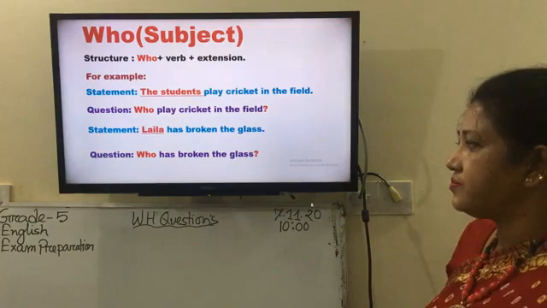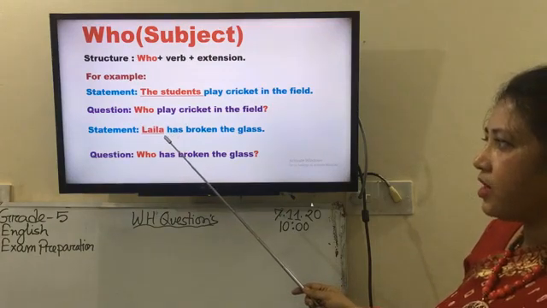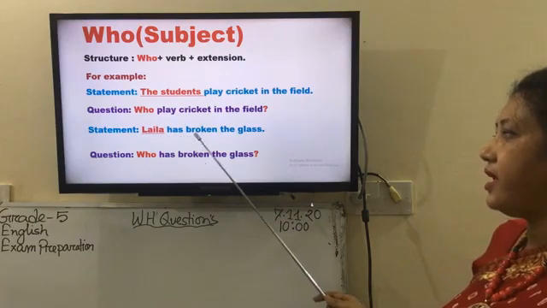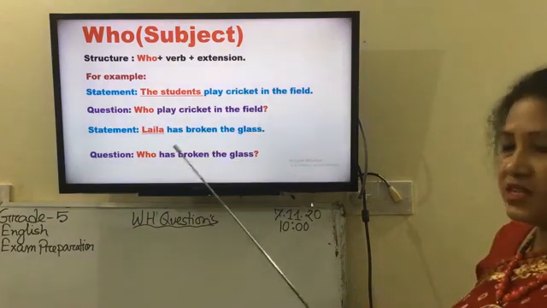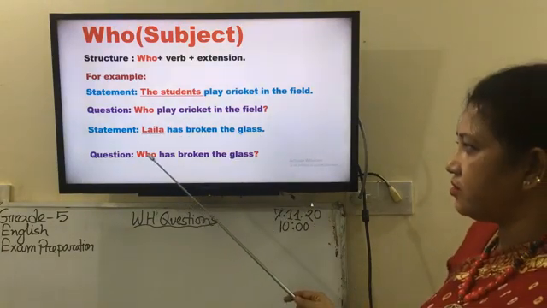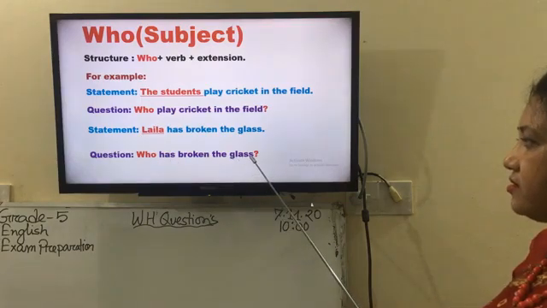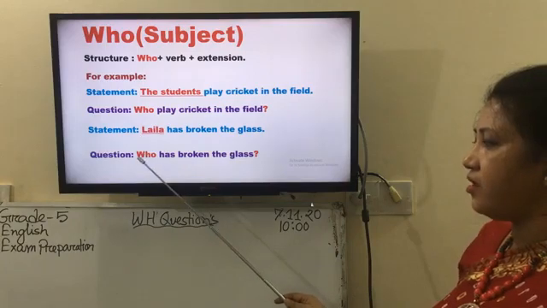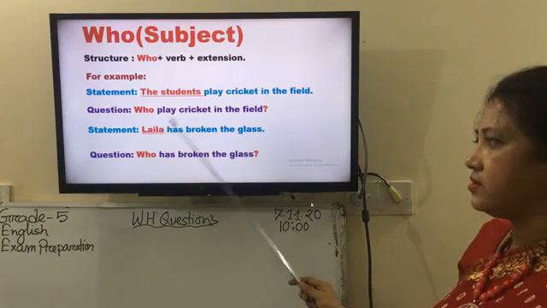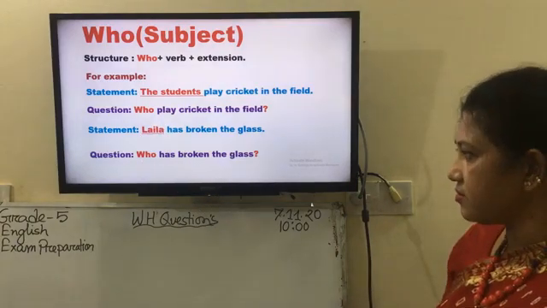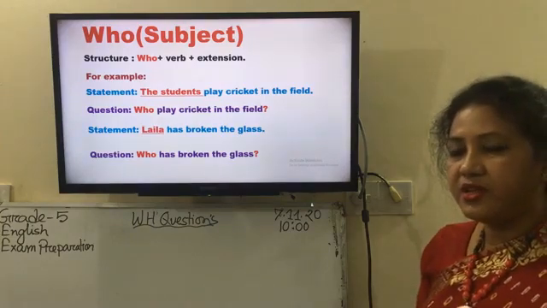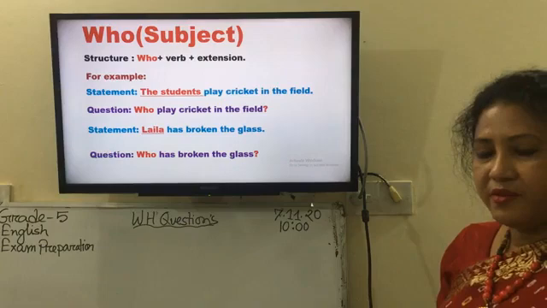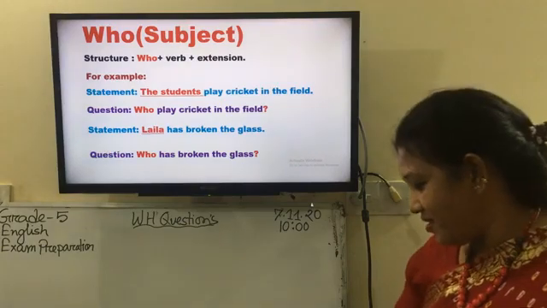Next one. Let's have a look. The underlined word is Laila. Laila has broken the glass. This is the statement. But the question is: who has broken the glass? Put the question mark, and you write who without Laila. Okay, I think everything is clear to you. Is it right? Am I right? Sure.